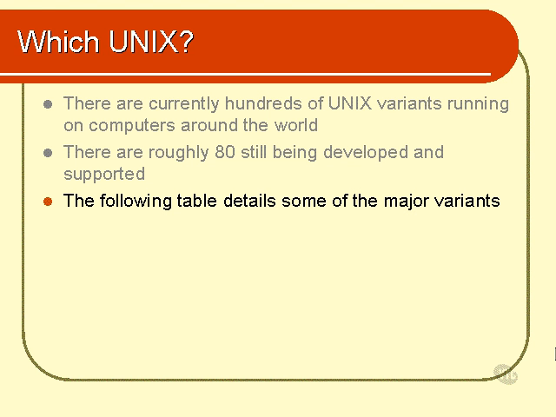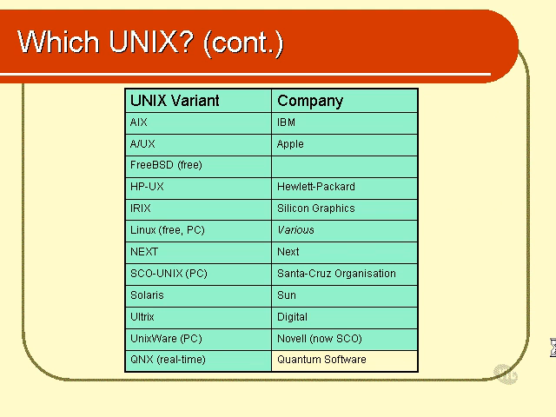I'll now show you a table of some of the major variants of Unix. As you can see, some of the major players are represented here. We have IBM, it's a pretty pathetic tick, but there you go. Apple, even worse one, never mind. Hewlett-Packard, Silicon Graphics, Sun, Digital. These are all very big players in the computer software market.